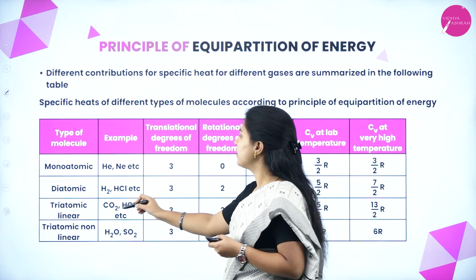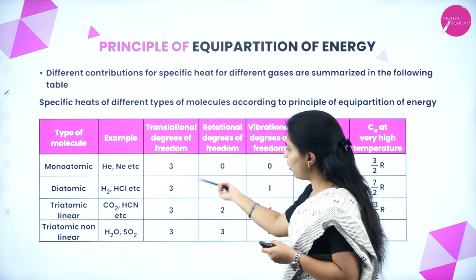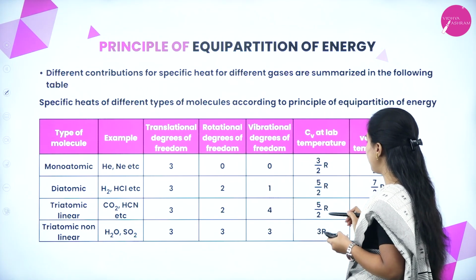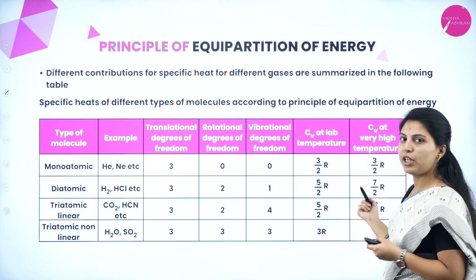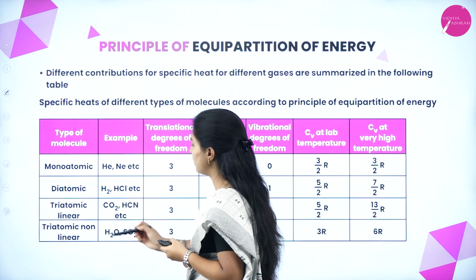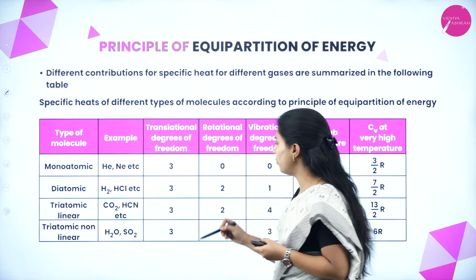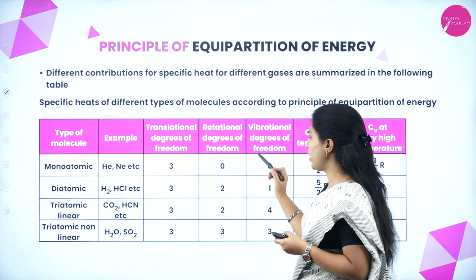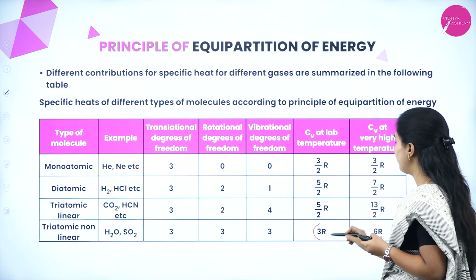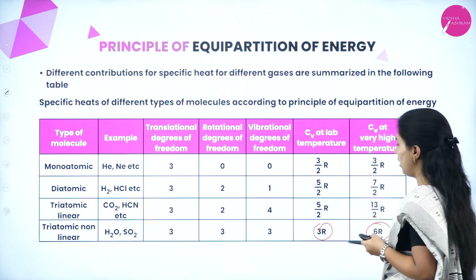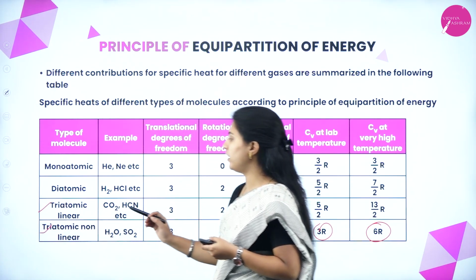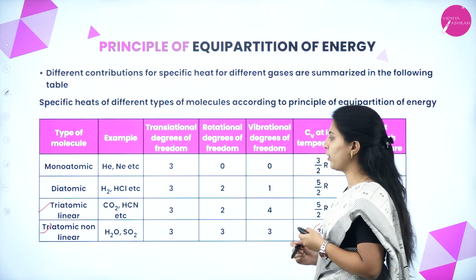Triatomic linear, like CO2, HCN, etc. For all, translational is 3, rotational is 2, vibrational 4, with 5/2 R and 13/2 R. And triatomic non-linear, like H2O and SO2: translational 3, rotational 3, and vibrational is also 3, so 3R and this is 6R. Usually for your next classes, triatomic linear and non-linear is very much important.